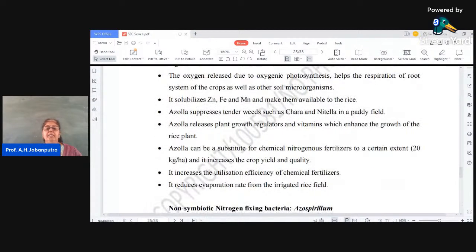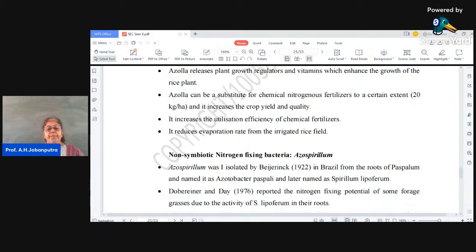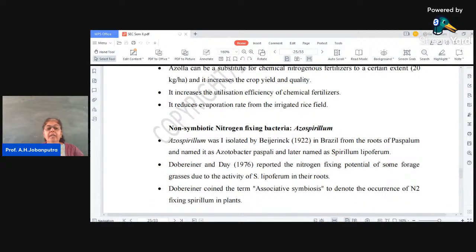So it increases the yield of the crop, and also it helps in increasing the efficiency of utilization of chemical fertilizers. बरोबर, so chemical fertilizers बरोबर तुम्ही अजोलाला टाकलं तर chemical fertilizers ची absorption ची efficiency सुद्धा वाढायला लागते. It reduces the rate of evaporation, कारण भाताच्या शेतात खूप पाणी लागतं. पाणी जर इव्हॅपरेट होऊन गेलं तर मग ती शेती नीट होणार नाही.